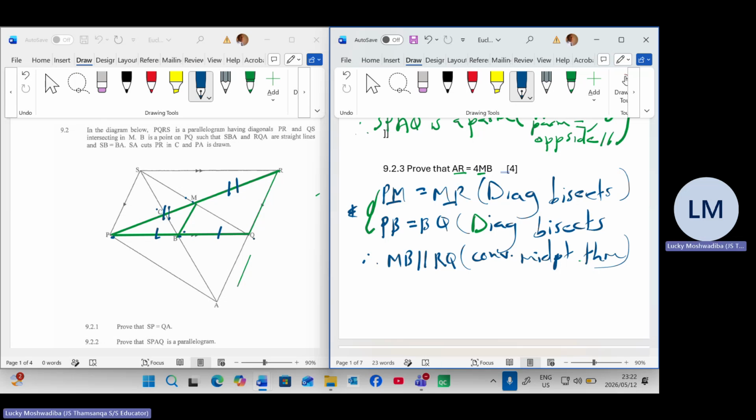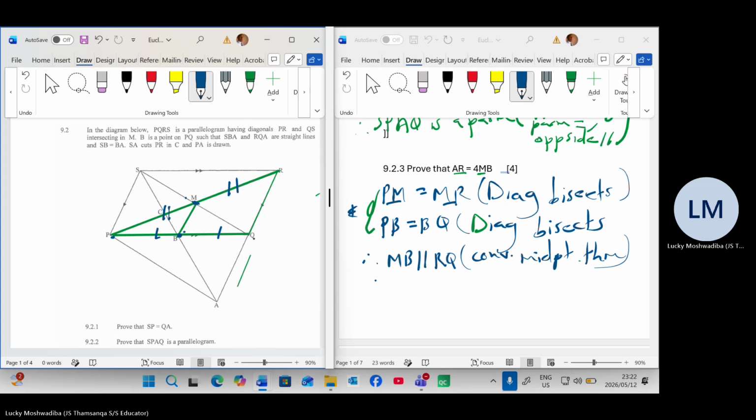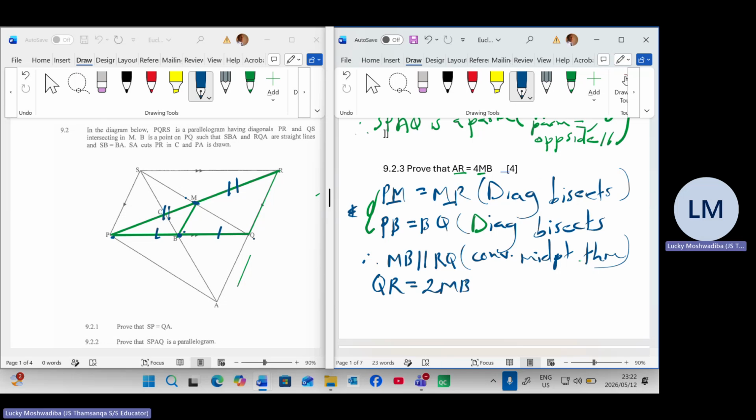Now, knowing that we have a midpoint theorem here, remember, we are allowed to write this statement. We are allowed to say the length of QR will be 2 times the length of MP. That's the midpoint theorem, the one that we are dealing with right now. We are allowed to say that.